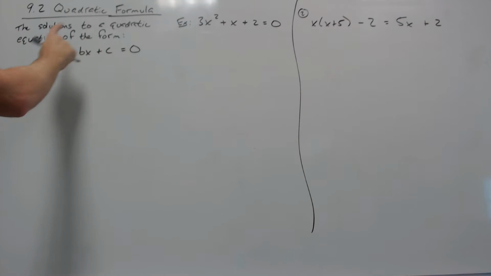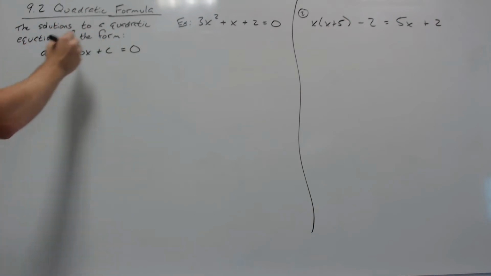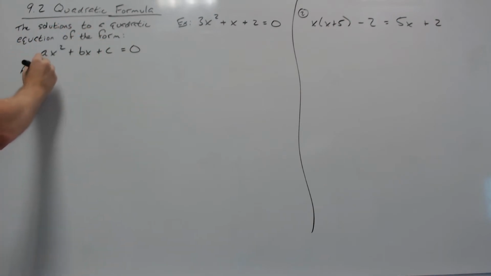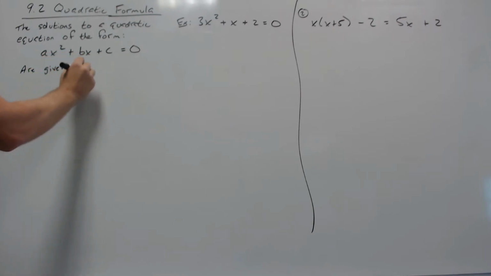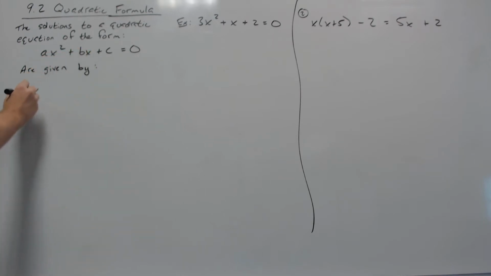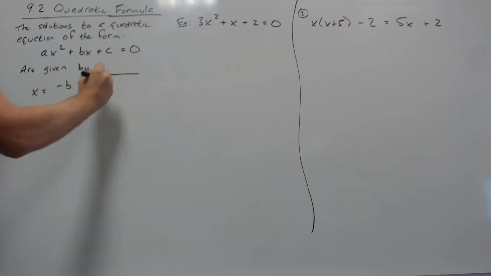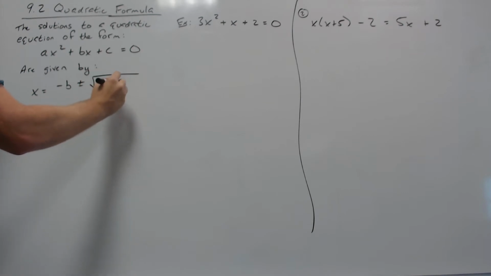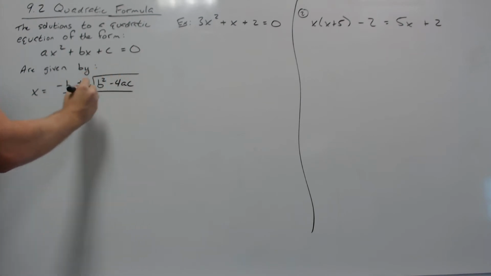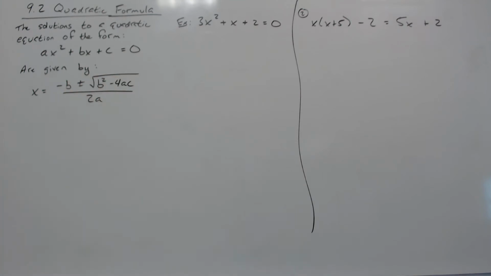The solutions to the quadratic equation of the form ax squared plus bx plus c equals 0 are given by x equals negative b plus or minus the square root of b squared minus 4ac, the whole thing divided by 2a. It's not a pretty equation, but it definitely gets the job done. And I don't have really any steps to finding our solutions, but I'll kind of box this up. This is the important part here.